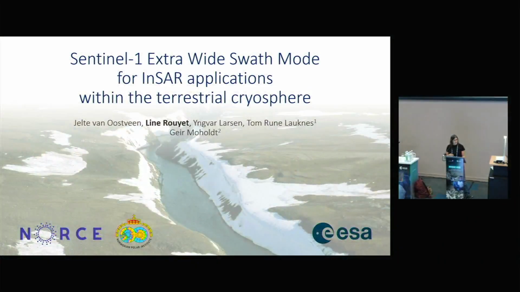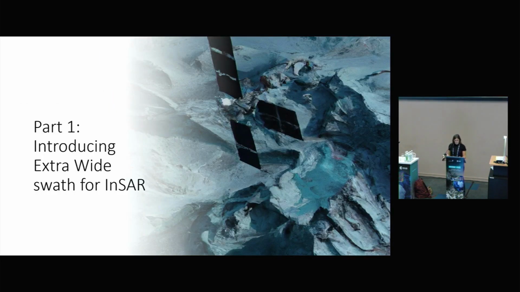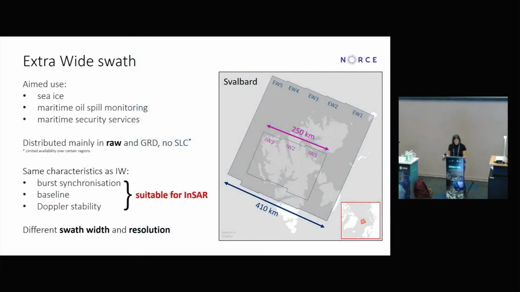I'm presenting also on behalf of one of my colleagues, Jelte von Roosveen, who couldn't attend today, unfortunately. In this talk, we will present some results that were part of a project funded by ESA with the idea to showcase the potential of using extra wide swath mode for terrestrial application in the Arctic and in Antarctica. First, of course, when focusing on terrestrial application, we all used to work with interferometric wide swath mode. So the first question is why do we think it was interesting to consider also EW data for this purpose?